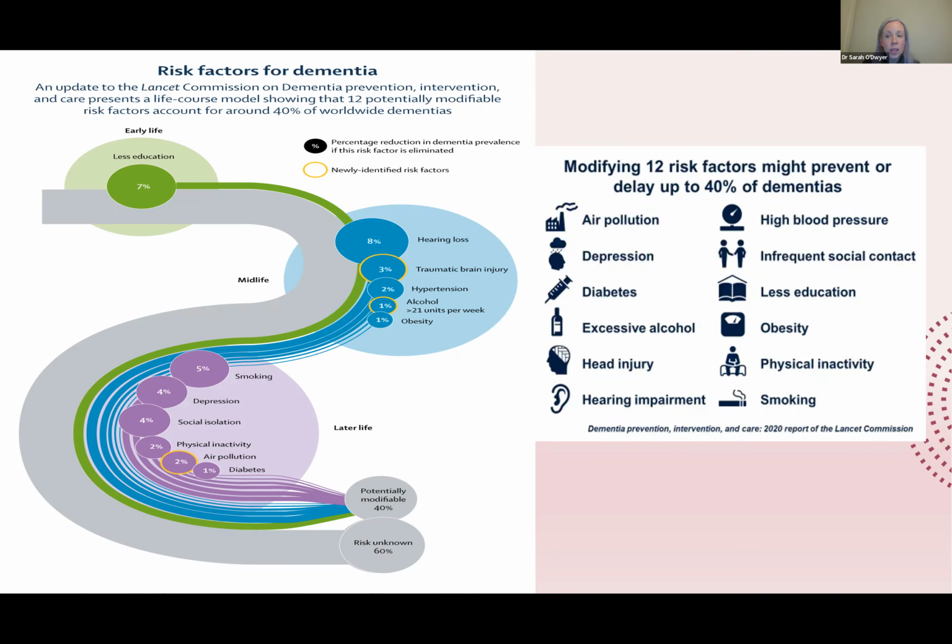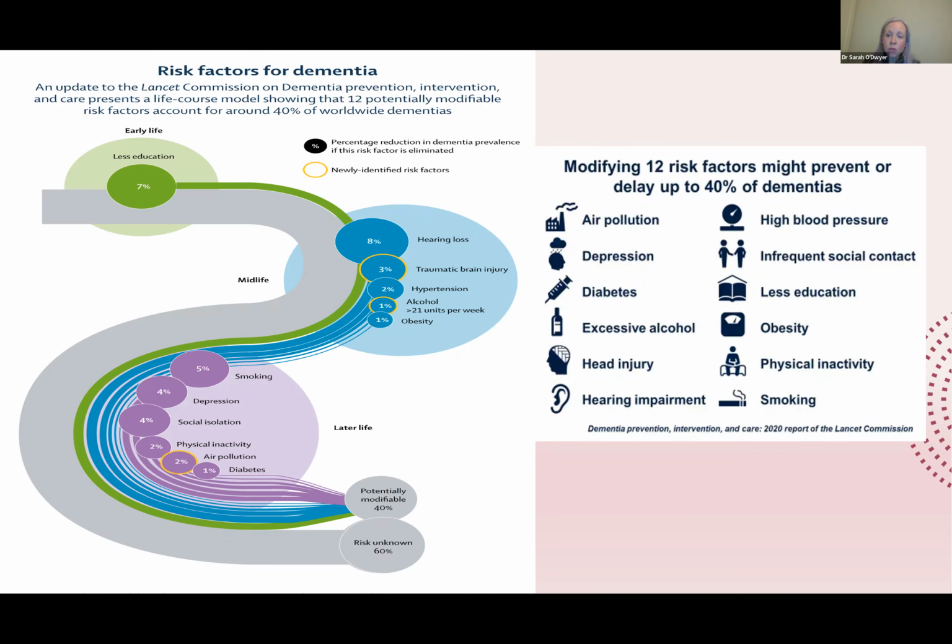Obesity, smoking is a huge one. Depression, which we spoke about, and pseudo depression. Social isolation, there's more and more research looking at the role of social isolation. And we now know that loneliness and social isolation is a risk factor in itself for developing dementia. Physical inactivity, so the importance of exercise, air pollution, and diabetes. These are the risk factors that occur later in life. So there are modifiable risk factors, and we can play a role in modifying our risk.